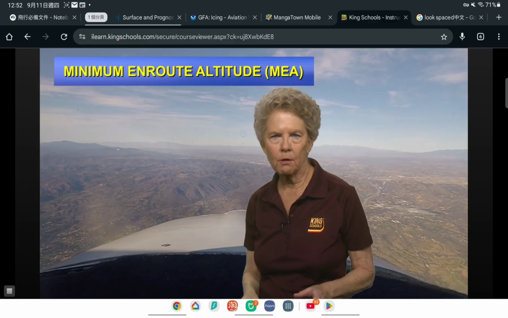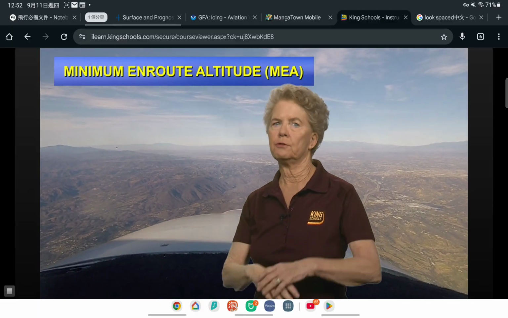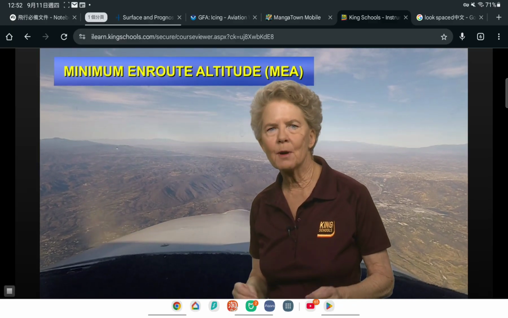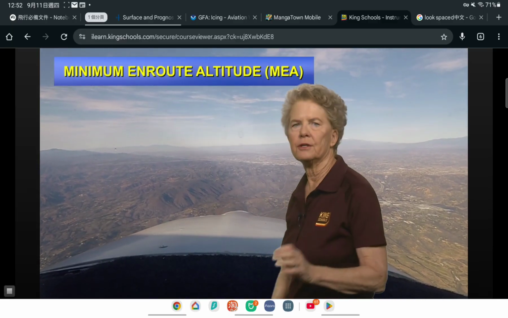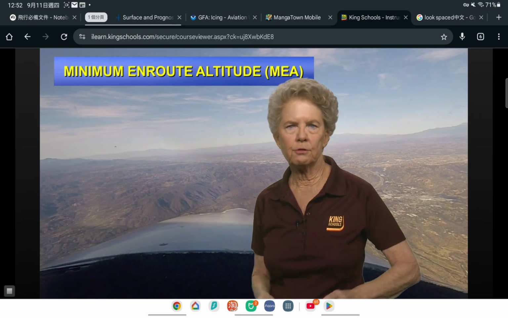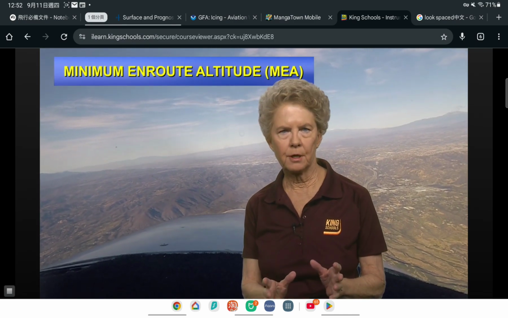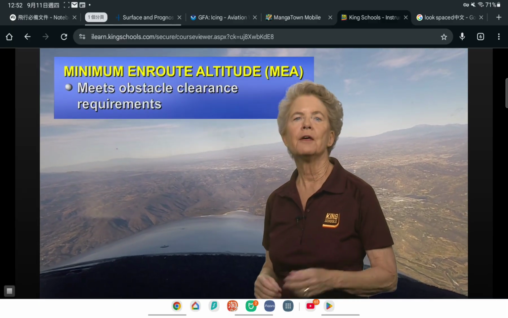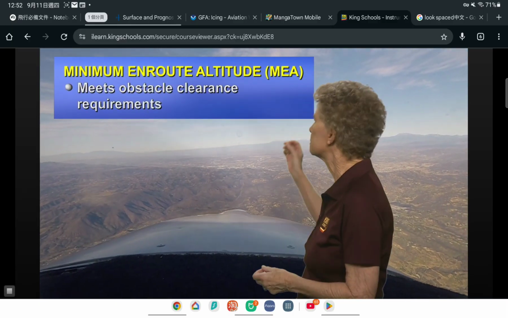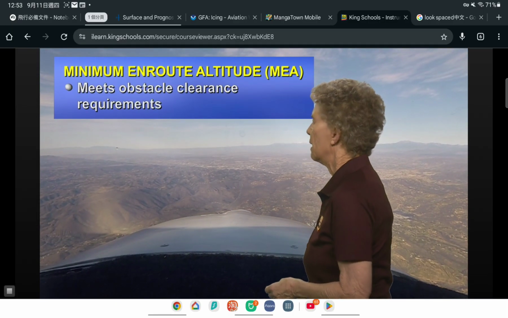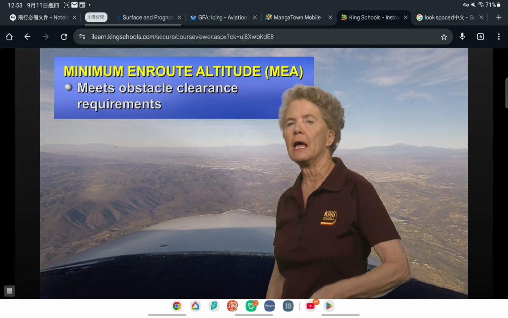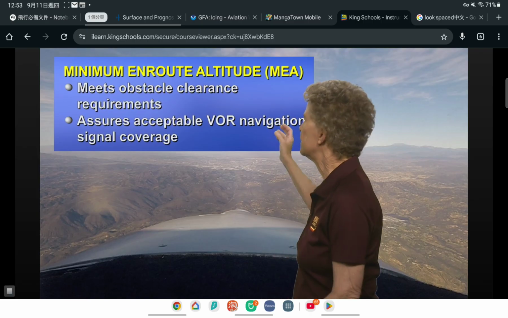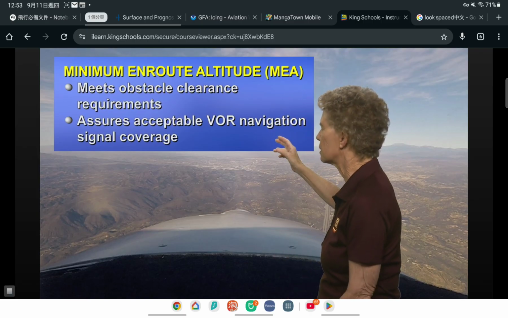When you're flying the airway, you want to make sure that you don't hit anything and that you can navigate. So the minimum en route altitude is the lowest published altitude, which gives you these two things. Number one, because you don't want to hit anything, the MEA meets obstacle clearance requirements. And we'll talk about those in a minute. And number two, the MEA assures acceptable VOR navigation signal coverage.